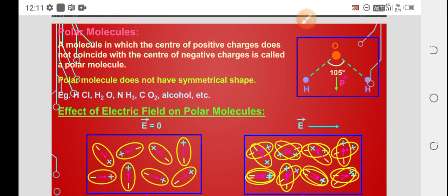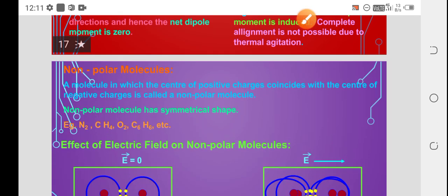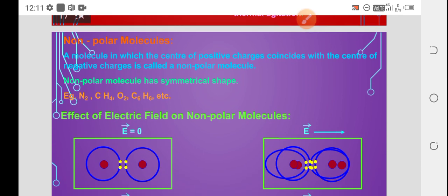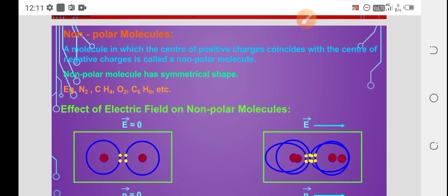Next, polar molecules. What is a polar molecule? A molecule in which the center of positive charge does not coincide with the center of negative charge is called a polar molecule. A polar molecule does not have a symmetrical shape. Examples are HCl, H2O, and NH3. Whereas in a non-polar molecule, the center of positive charge coincides with the center of negative charge. Coincide means the center of positive charge must coincide with the center of negative charge; then it is a non-polar molecule. Examples are N2 and O2.